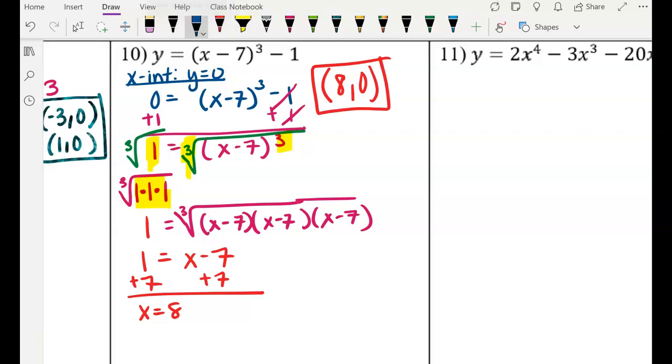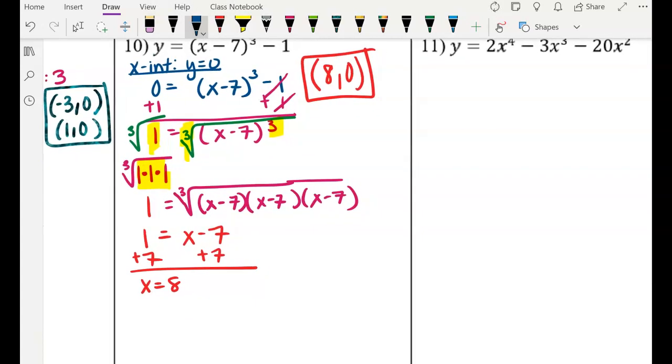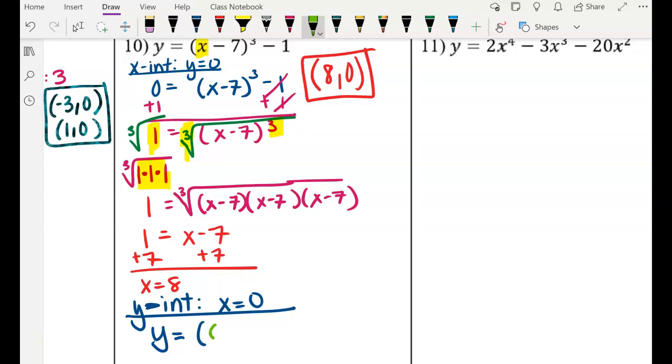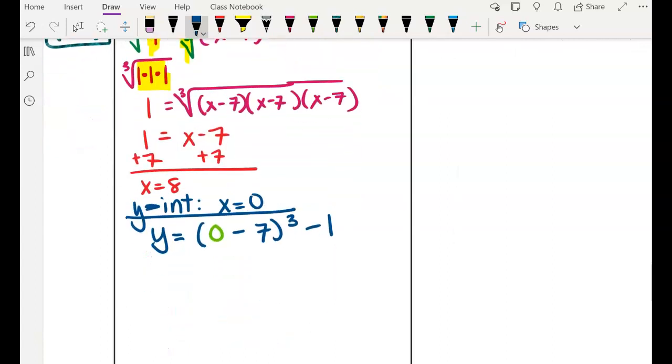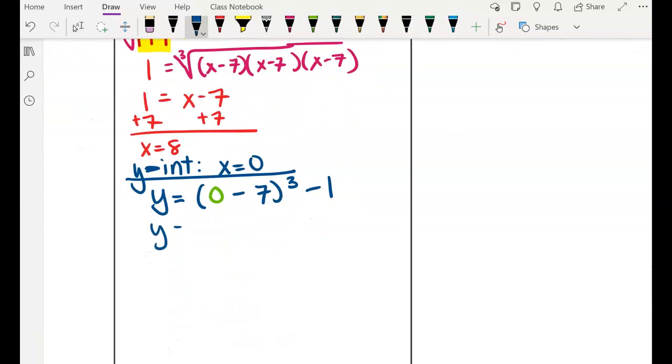Y-intercept, we will do it in the same way, except now for the y-intercept, we set x equal to 0. Y-int, x equals 0. Okay, let's see. We have one x location only, so that shouldn't be too bad. y equals, I see my first x location, chug in a 0. Then drop down the non-x things: negative 7 to the third power minus 1. Follow PEMDAS. So 0 minus 7 is going to be negative 7 to the third.